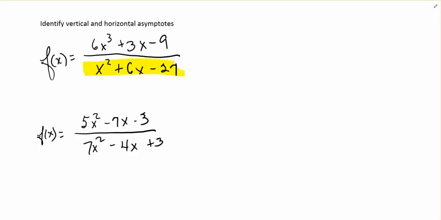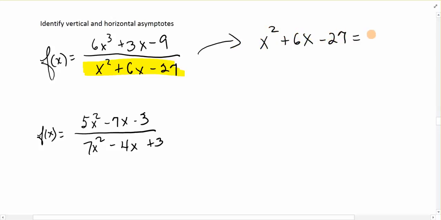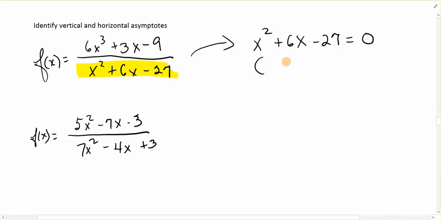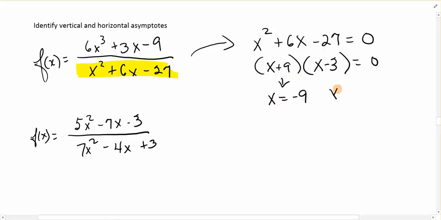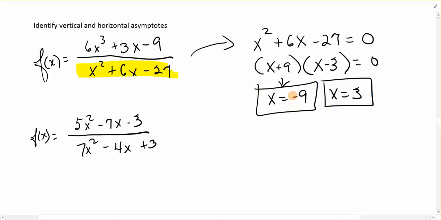So the same way that we took that and set it equal to 0, we're going to do that here. X squared plus 6x minus 27 equals 0. Does that thing factor? What would we get? Plus 9 and minus 3? Yeah. So we solve each of those, and we get x equals -9, x equals 3. Those are the restrictions. Those are the vertical asymptotes.